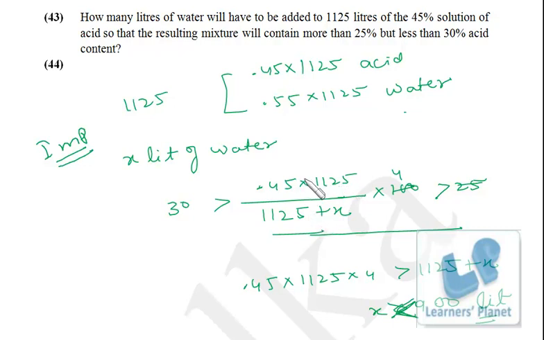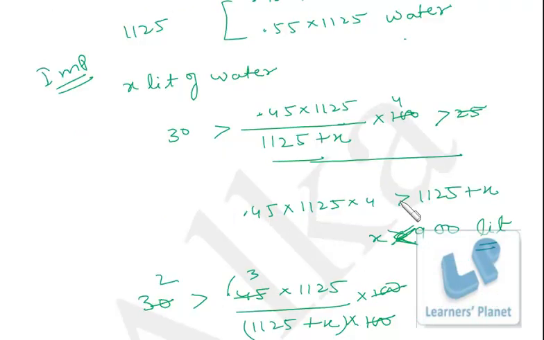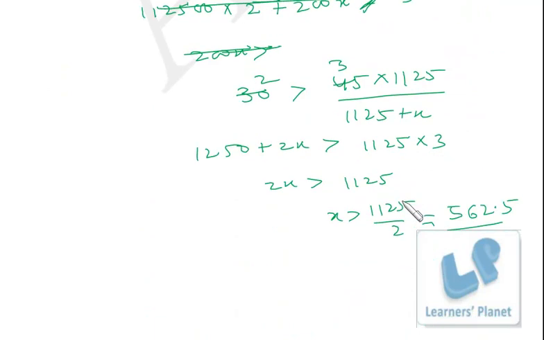So total quantity, and this is acid quantity, multiplied by 100 will give you the percentage of acid in this solution, and that percentage should be greater than 25 but less than 30, right? While solving these two equations, you'll be getting the value of x should be greater than 562.5 and less than 900. I hope you are clear.